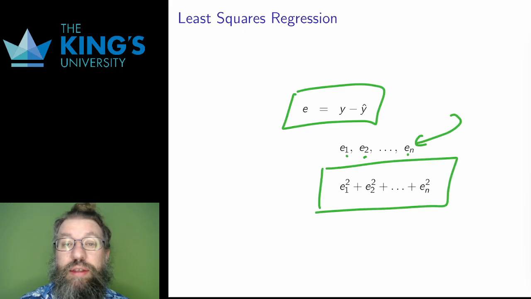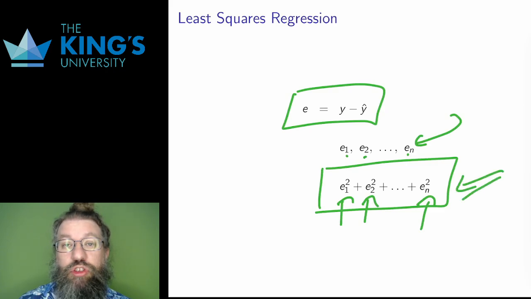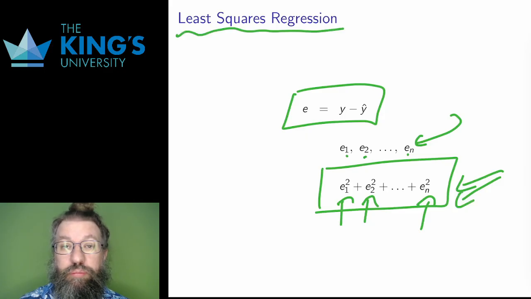Well, then I can make this expression, the sum of the squares of all the residuals. How is the line chosen? It is chosen to make this number as small as possible. This is called the least squares regression. It is the line for which the sum of the squares of the residuals is minimized. Actually, doing the minimization is quite complicated, but you should at least understand the decision criteria.